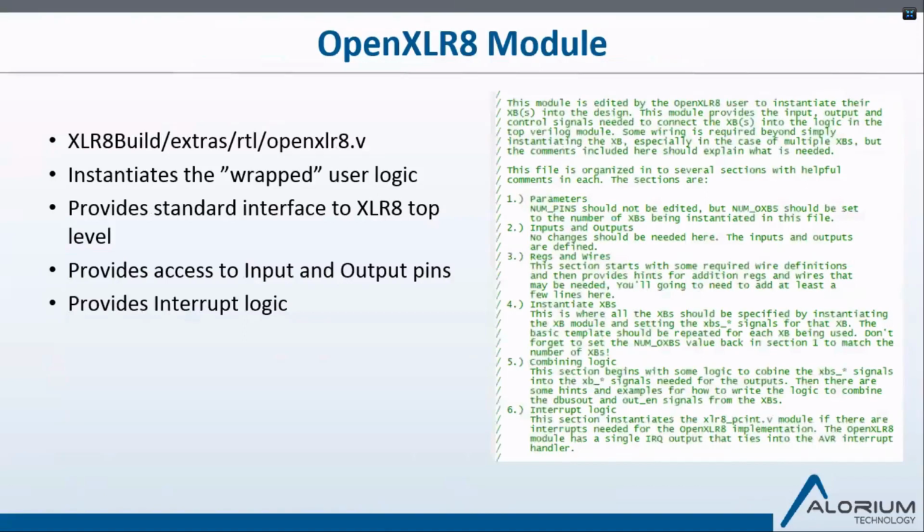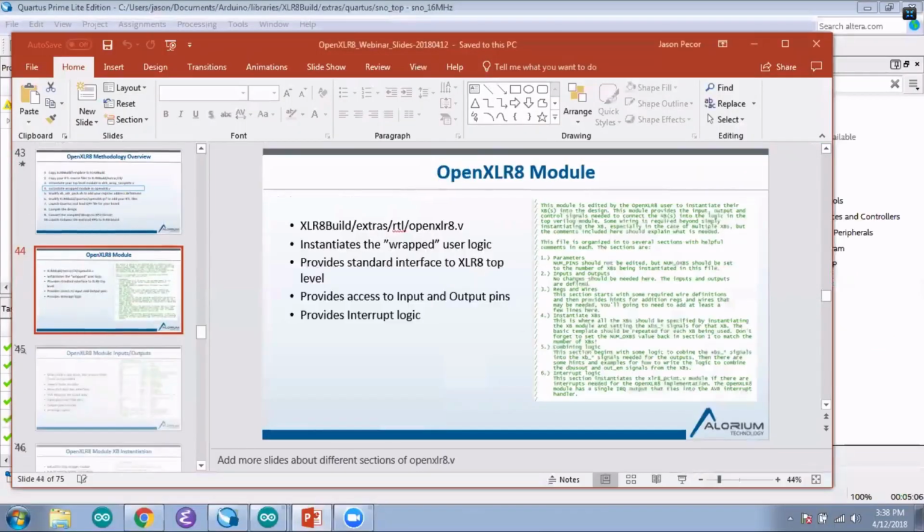As I mentioned earlier, the OpenXLR8.v file is the top level module, and it gets instantiated at the top level of the FPGA logic and communicates directly with the AVR core, with the input and output pins, with the interrupt logic. It provides access to all of that to the user's logic that lives inside of the OpenXLR8 module. So you can communicate with the input and output pins and interrupts and the core itself. I'm going to bring up Quartus again now to look at the actual code for that.